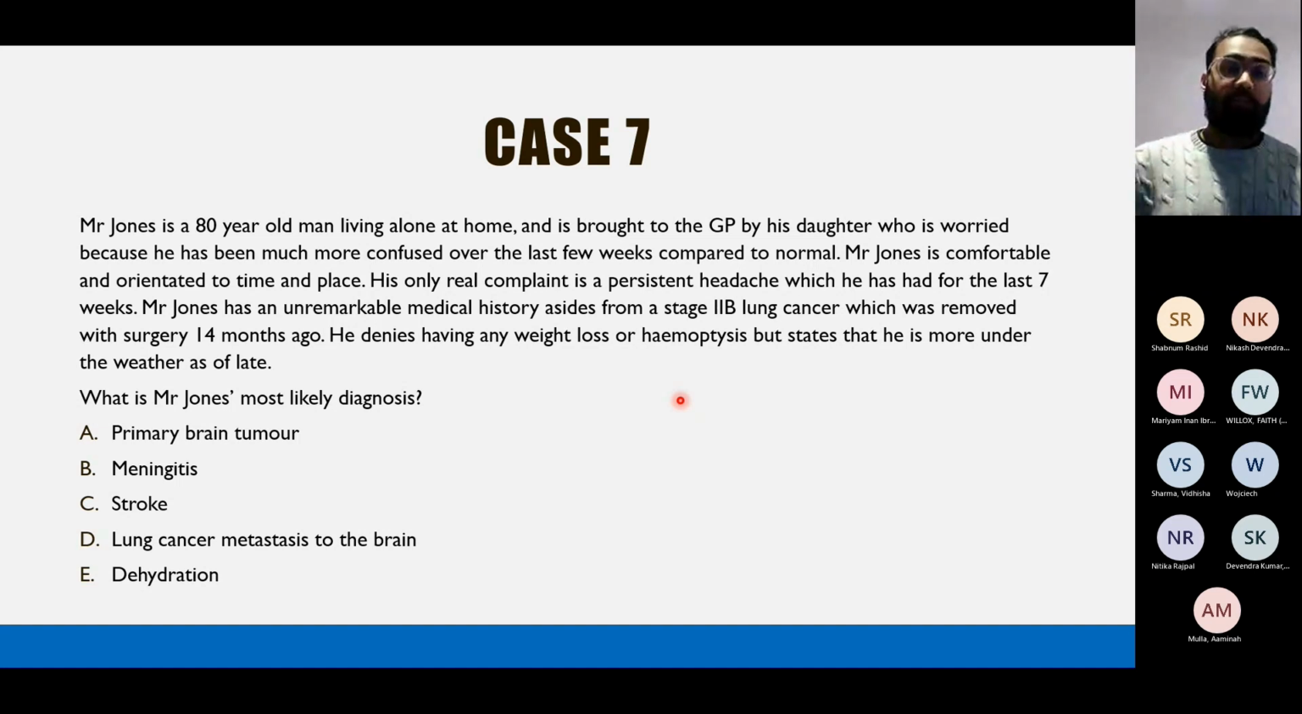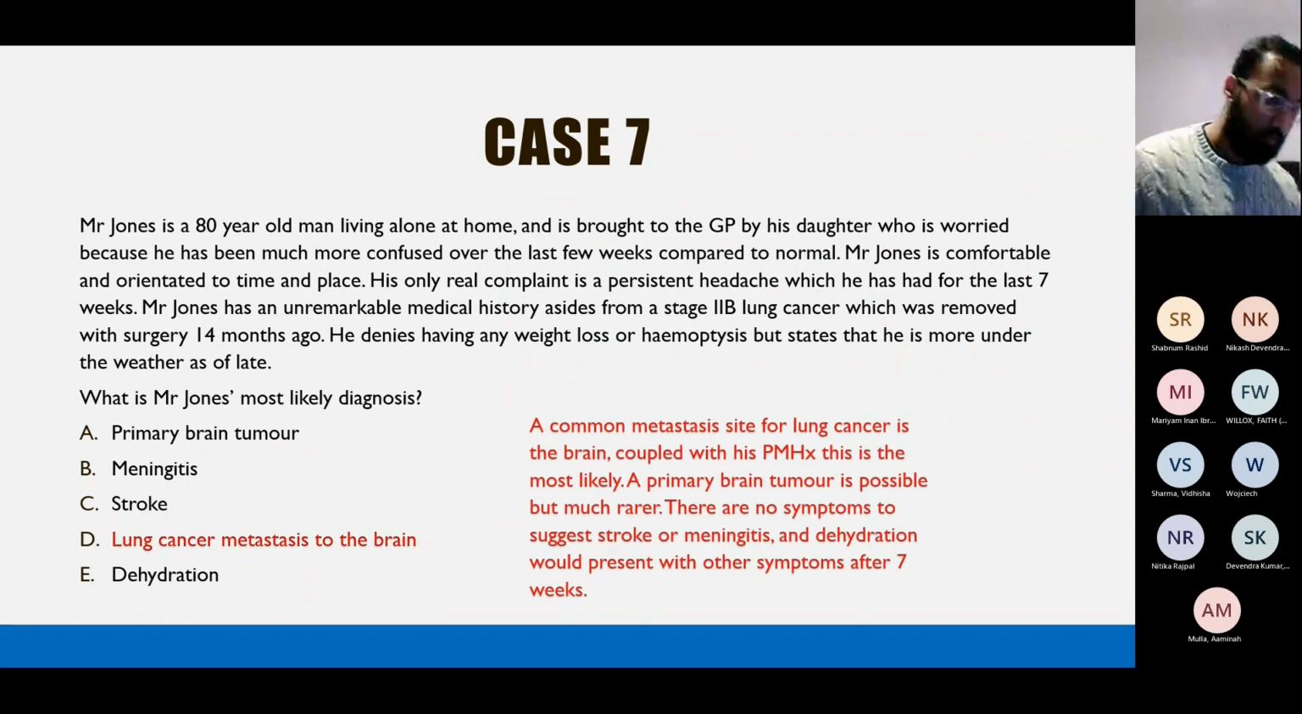Okay, so if we boil this case down, we've got an 80-year-old man who's becoming super confused acutely, with a background of stage 2 lung cancer, which was removed not so long ago. And because of that, he's high risk for metastasis, he's high risk for another tumor because he's had one in the past. And so because of that, the most likely answer is lung mets to the brain.